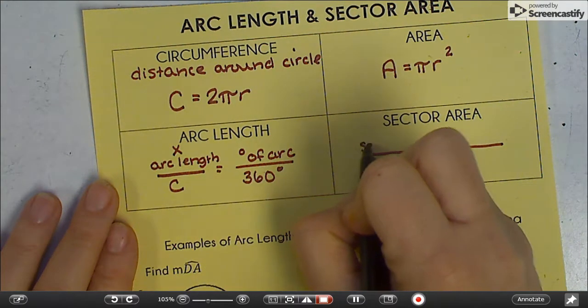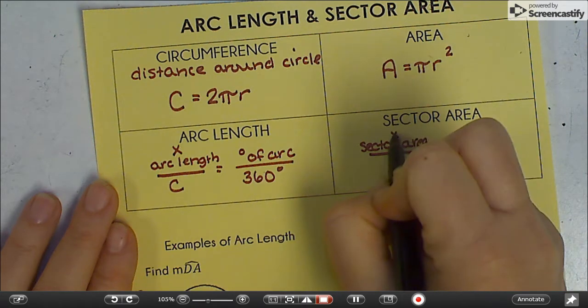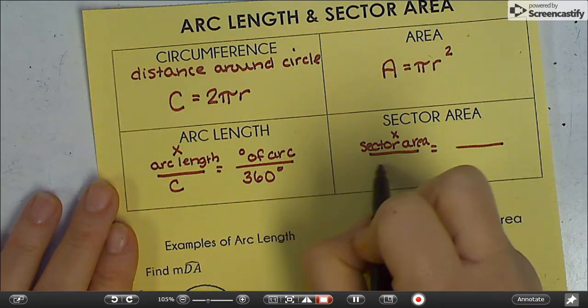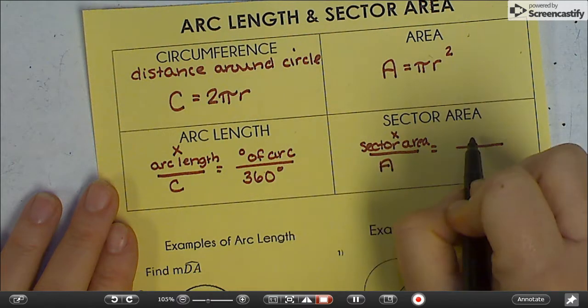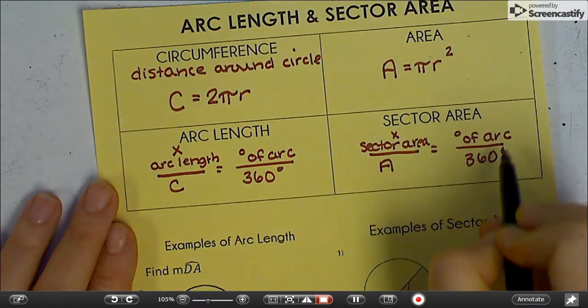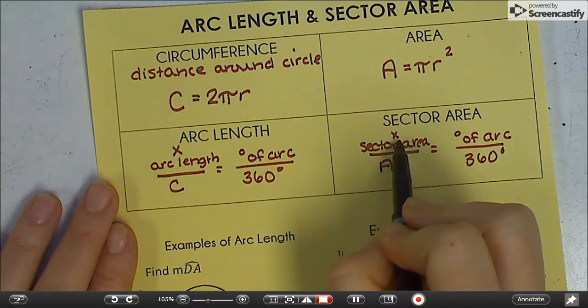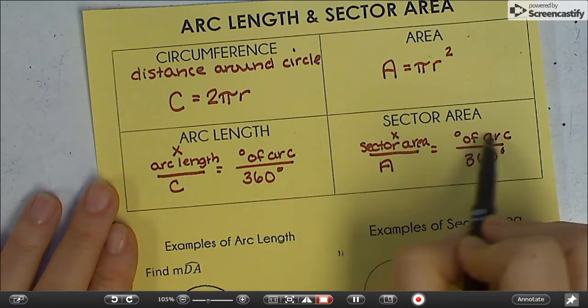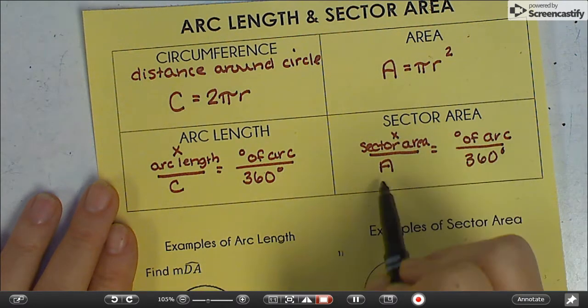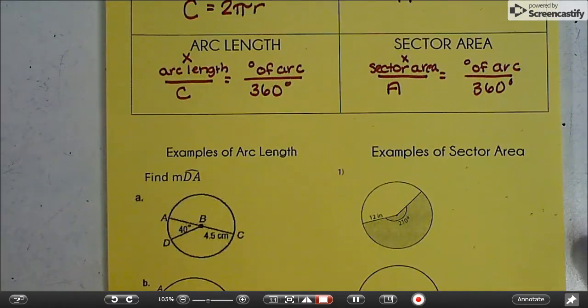Sector area is the same exact formula with one small change. Sector area is usually x, and that's the area. So we're going to use area instead of circumference. Degree of arc over 360. And again, this whole fraction is degrees. This whole fraction is length, or area. I mean, the top is the part of the circle we're focused on. The bottom is the whole circle. So I'll do an example of each.